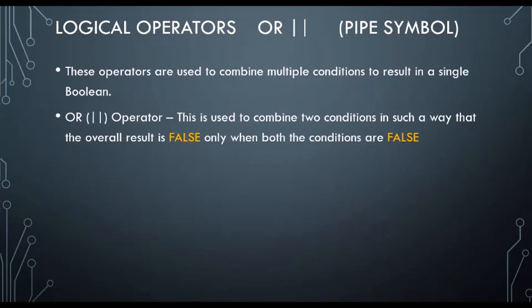So the OR operator is used to combine two conditions in such a way that the overall result is false only when both the conditions are false. Otherwise, it's always true. That means if any of the conditions becomes true or both become true, then the overall result is true.